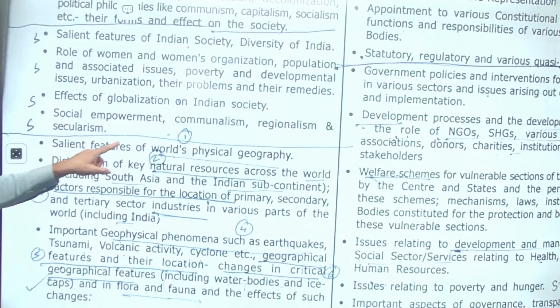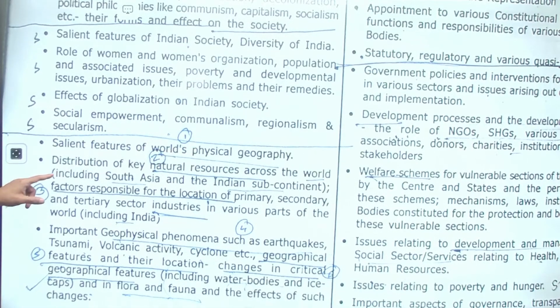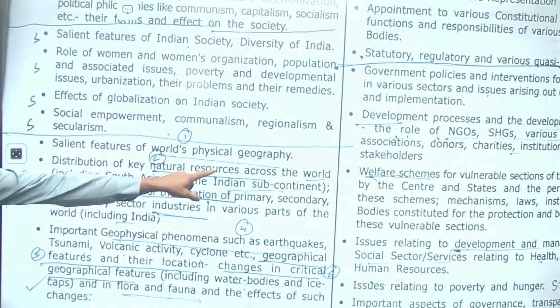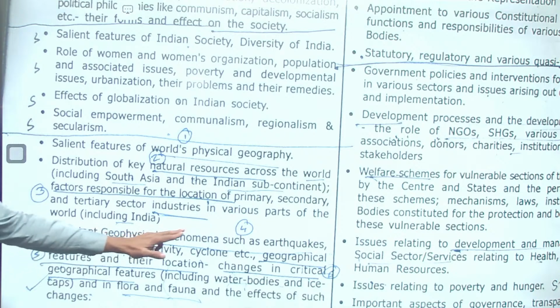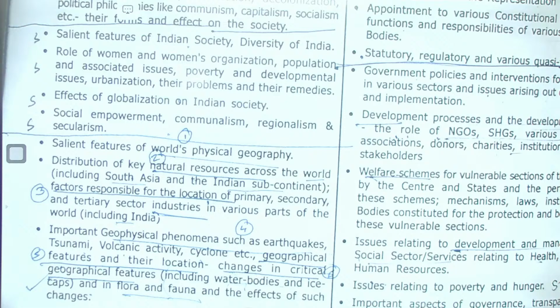The salient features of world physical geography, 1. Resources across the world is 2. Then the industries, factors responsible for primary, secondary, tertiary sector industries is 3. The 4th is geophysical phenomena. And geographical features and their locations is 5.